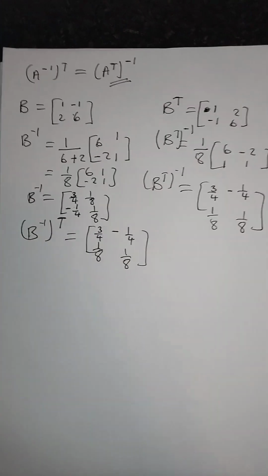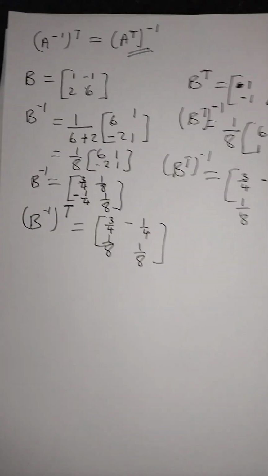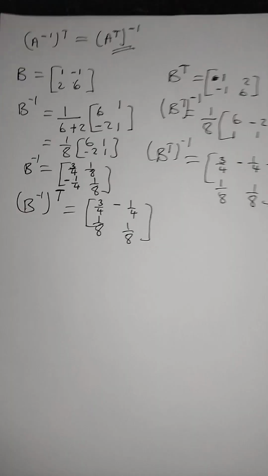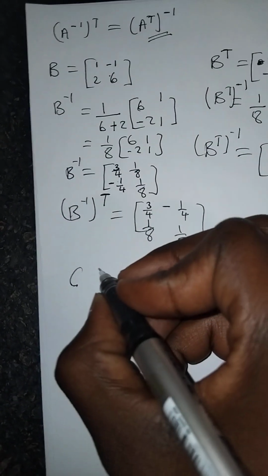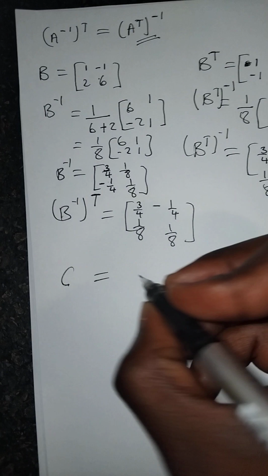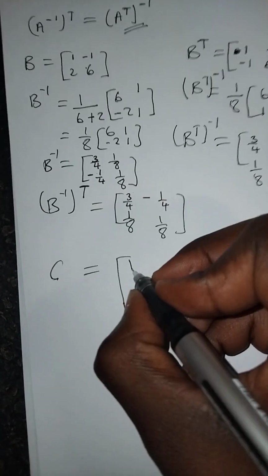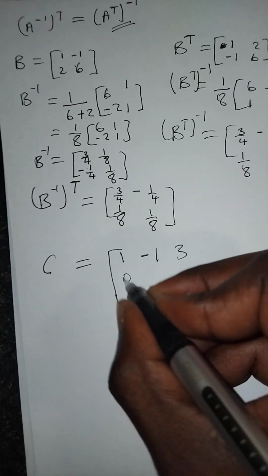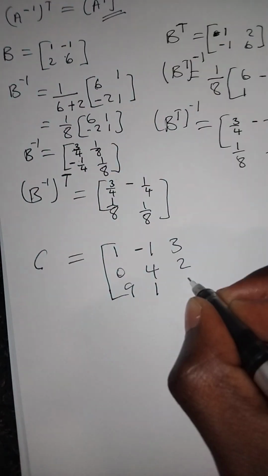Okay, so now let's move on to traces. If you fell behind while I was explaining the transpose, feel free to rewind the video and check what is going on. Or let me just do one last example on transpose before we move on. Let's suppose you have a matrix C. Let's make it a 3 by 3. Let's say you have 1 there, minus 1, 3, 0, 4, 2, 9, 1, 10.